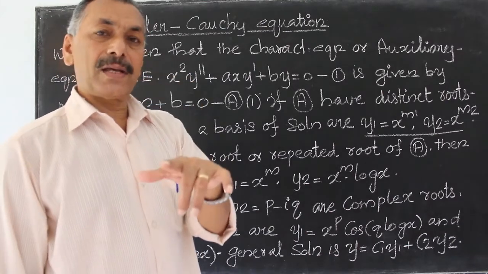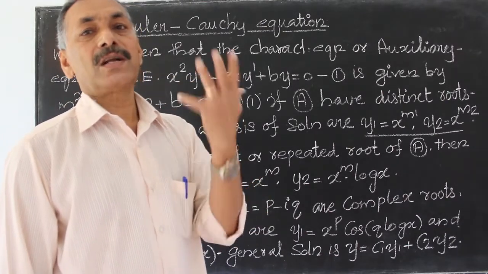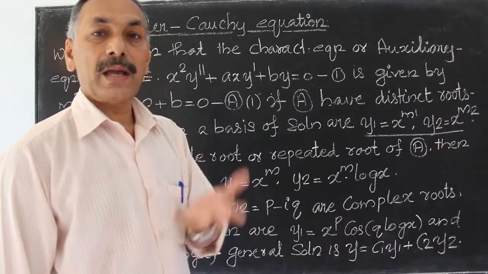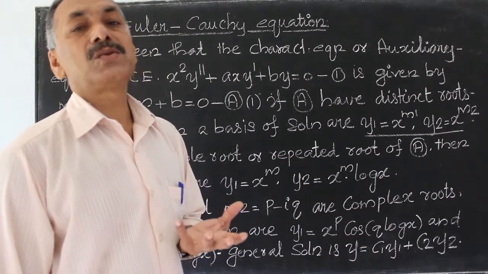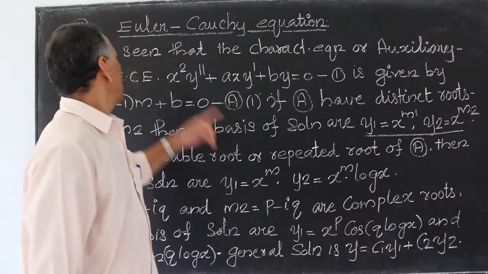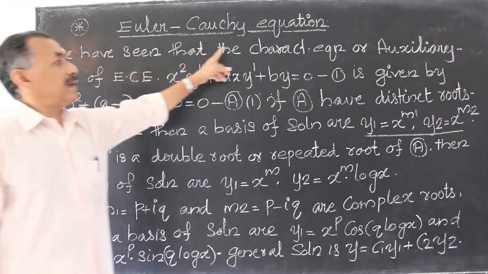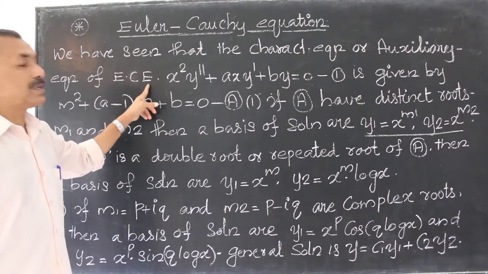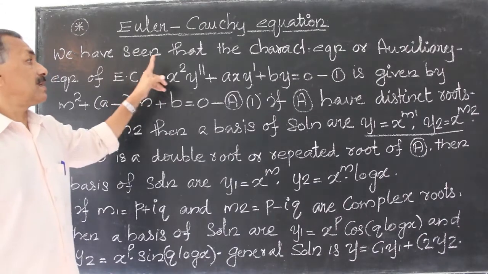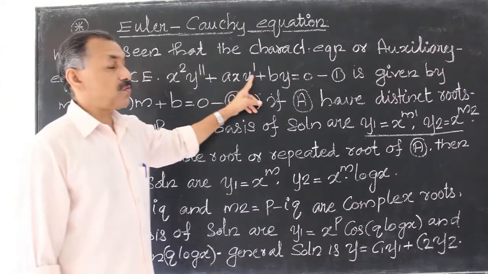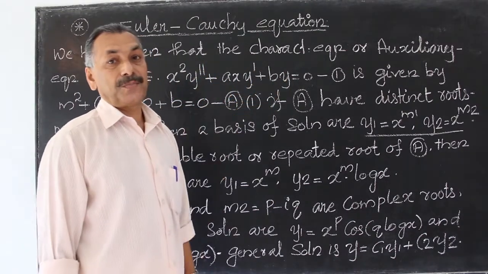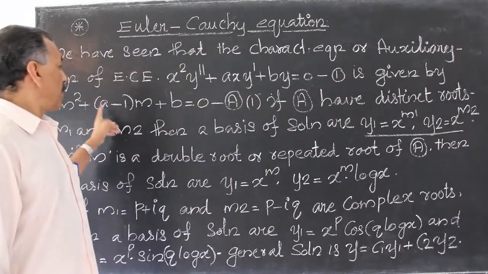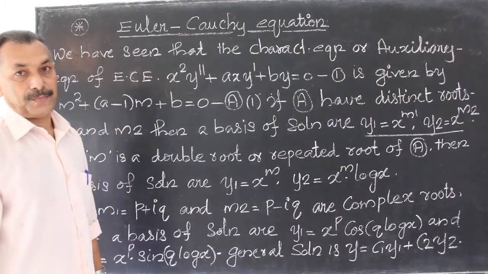If the characteristic equation has distinct roots, then what are the solutions? Similarly, if the characteristic equation has repeated roots or complex roots, then what are the bases of solutions? For that, we have seen that the characteristic equation or auxiliary equation of Euler-Cauchy's equation x squared y double dash plus a x y dash plus b y is equal to 0 is given by m squared plus (a minus 1) m plus b is equal to 0.